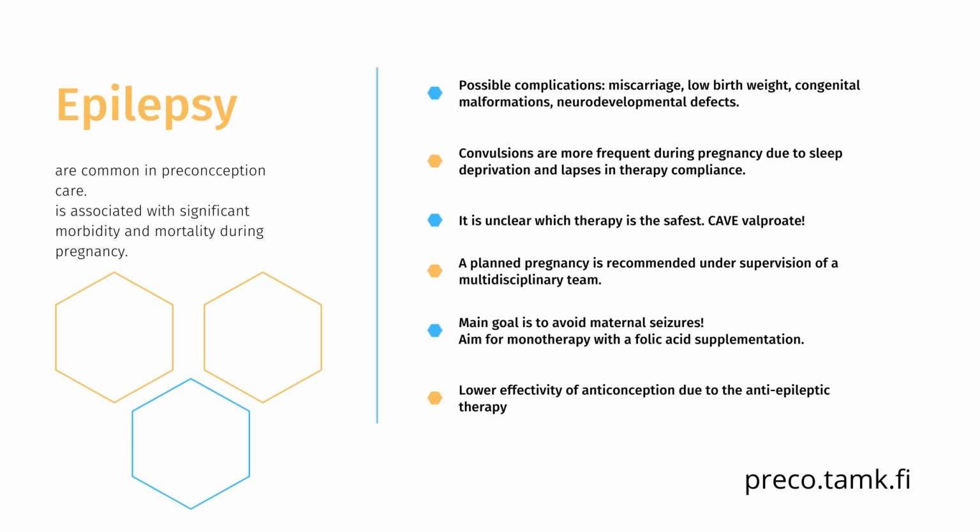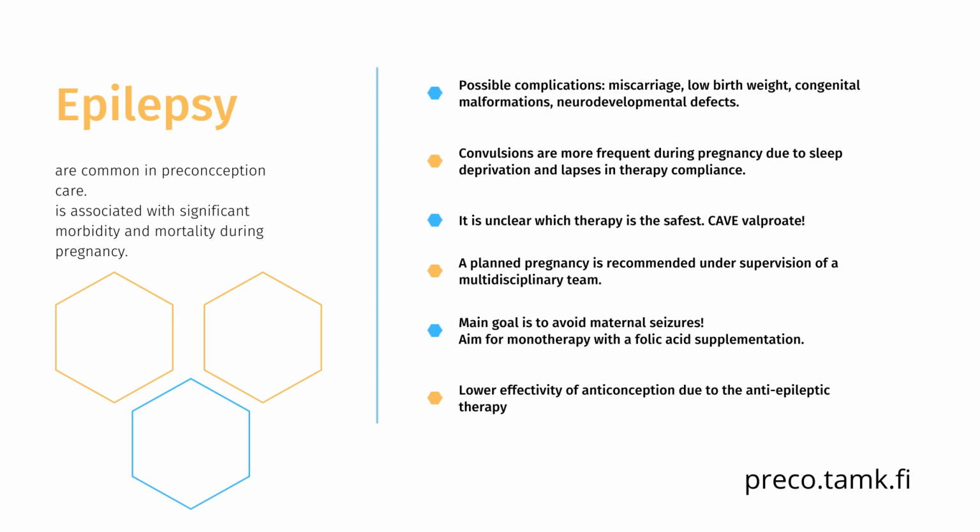Seizure disorders like epilepsy are common in women of reproductive age. 6 in 1,000 women have a form of epilepsy, and 1% of pregnancies are complicated by epilepsy. Epilepsy is associated with significant morbidity and mortality. Possible complications are miscarriage, low birth weight, and congenital fetal malformations, including cardiac malformations and neurodevelopmental problems.